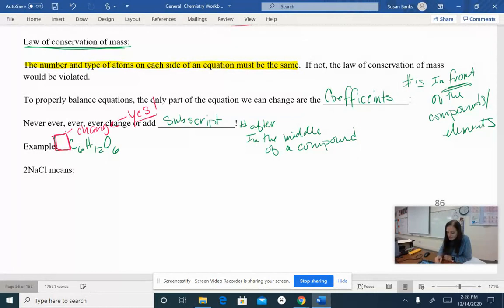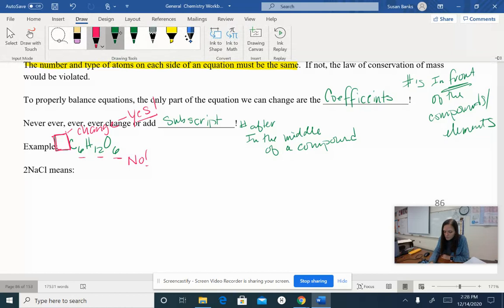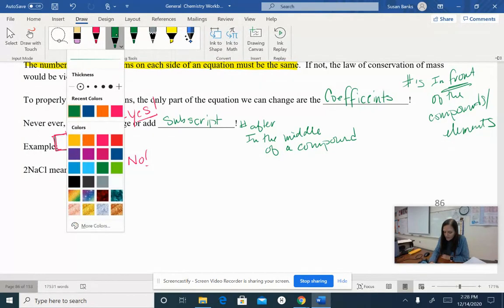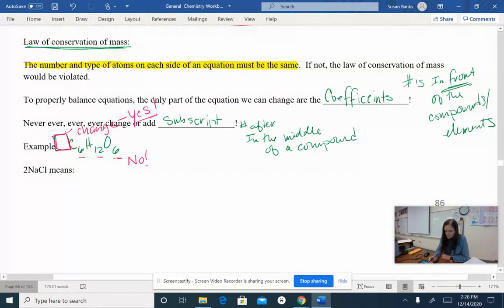I can change that. This, or this, no. I cannot change those. Okay? So I can change the number out front, but I cannot change the subscripts at all. Okay? So let's take a look at what this means then.